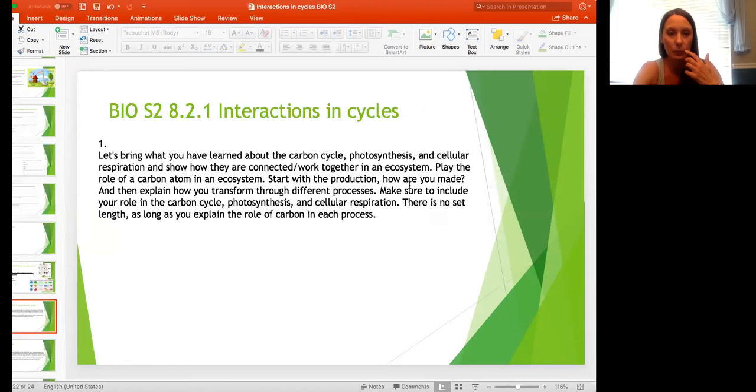Now, what they want you to do is play the role of a carbon atom in an ecosystem. Start with the production, how were you made, and then explain how you transform through different processes. Make sure to include your role in the carbon cycle, photosynthesis, and cell respiration. There's no set length, as long as you can explain the role of carbon in each process. So they want you to simply pretend you're a carbon atom and explain what happens as you travel through the carbon cycle, making sure to explain photosynthesis and cellular respiration.